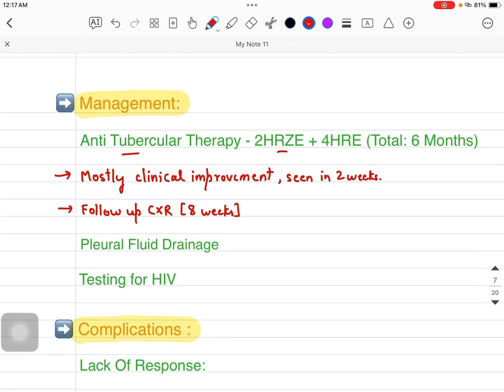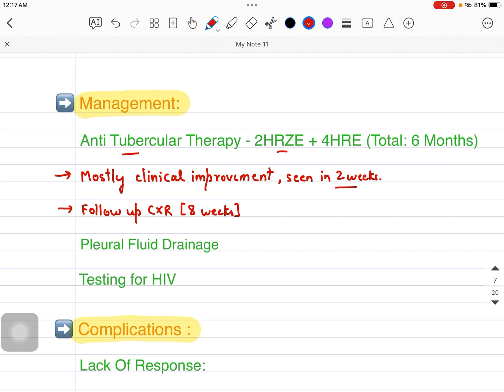So in most of the cases we are seeing the clinical improvement in around 2 weeks, right. The patient will start gaining weight, the patient's appetite will improve, and the cough and symptoms will improve. These are the kinds of changes which we can see in the patient.